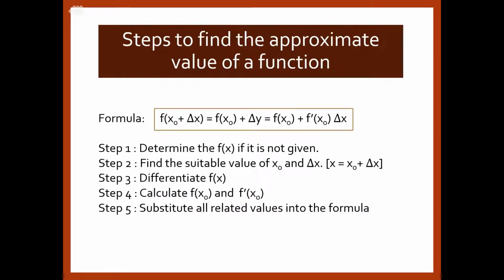Following are the steps to find the approximate value of a function. First, determine the f(x) if it is not given. Next, find the suitable value of x0 and delta x. Here, x is equal to x0 plus delta x. Then, differentiate the f(x) and calculate f(x0) and f prime x0. Finally, substitute all related values into the formula.